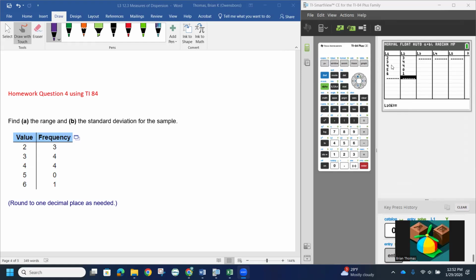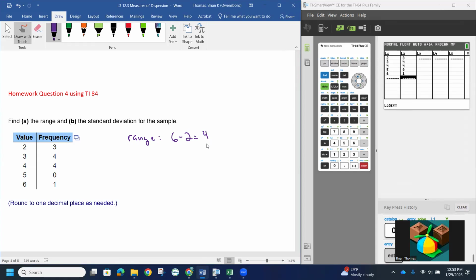Now, our question is how much is it dispersed from the mean? That's going to be our standard deviation and our range. Standard deviation is dispersion from the mean. The range is simply the max minus the min. So if I'm talking about the range in this problem, it's already in order. So 6 minus 2 gives us our max and min, and the range would be 4. Not so hard for the range.